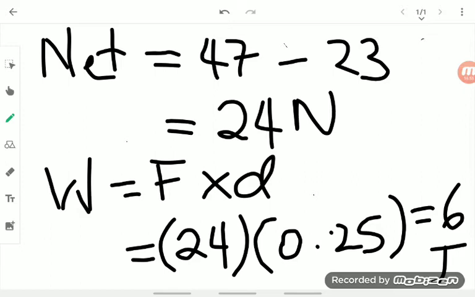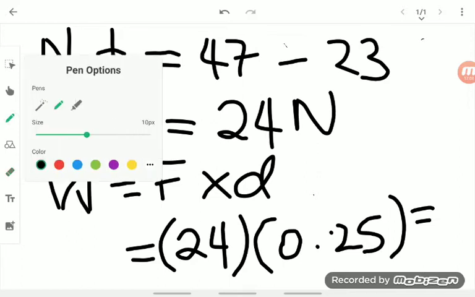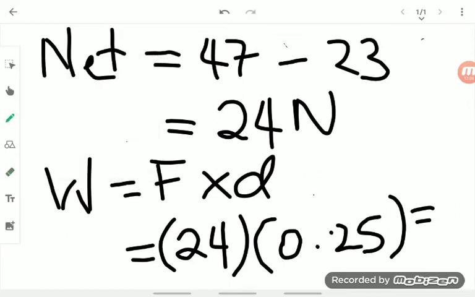Sorry about the space there. Let me just erase it and put it somewhere else in a different color. So that's 6 joules.